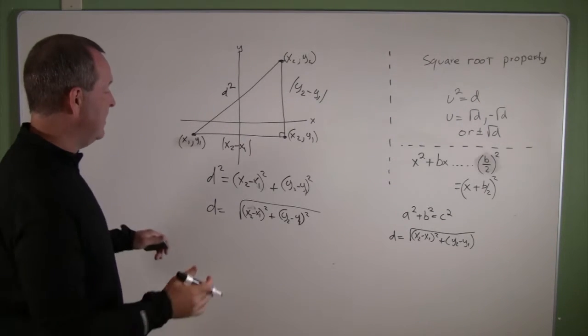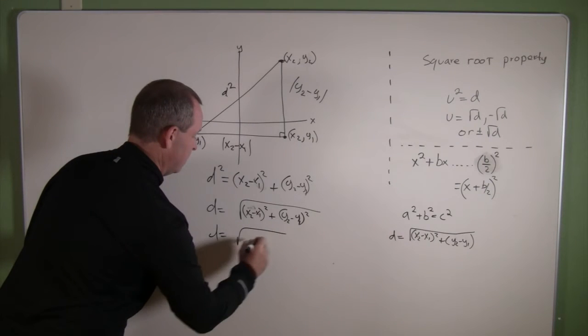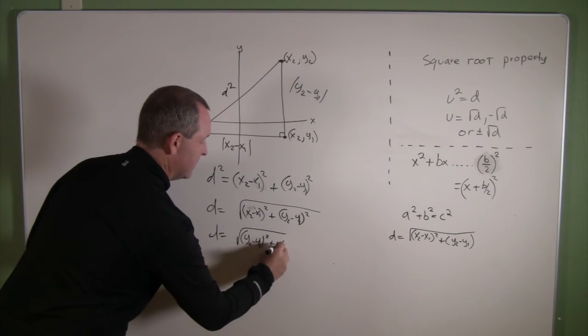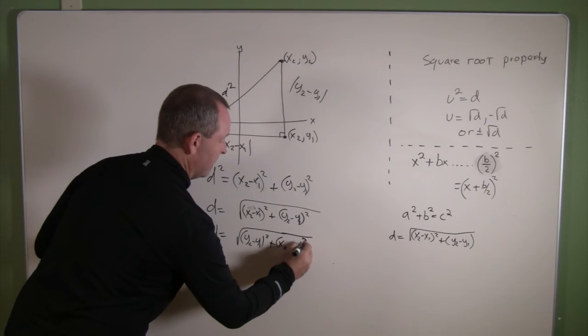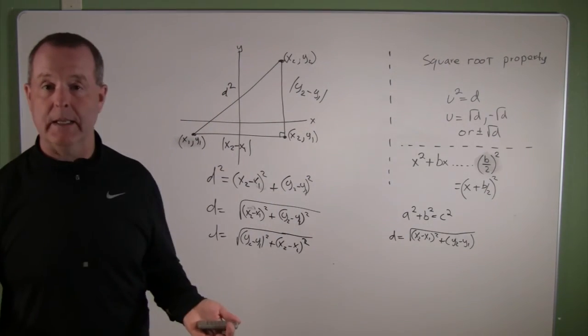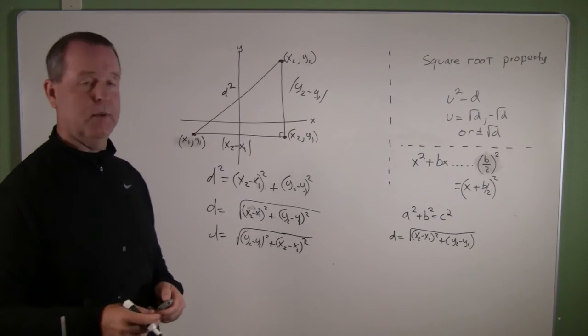And sometimes you might see this written with these two terms mixed around. So d equals the square root of y2 minus y1 squared plus x2 minus x1 squared. And that's how we're able to come up with this distance formula that we can use when we want to find the distance between two particular points.